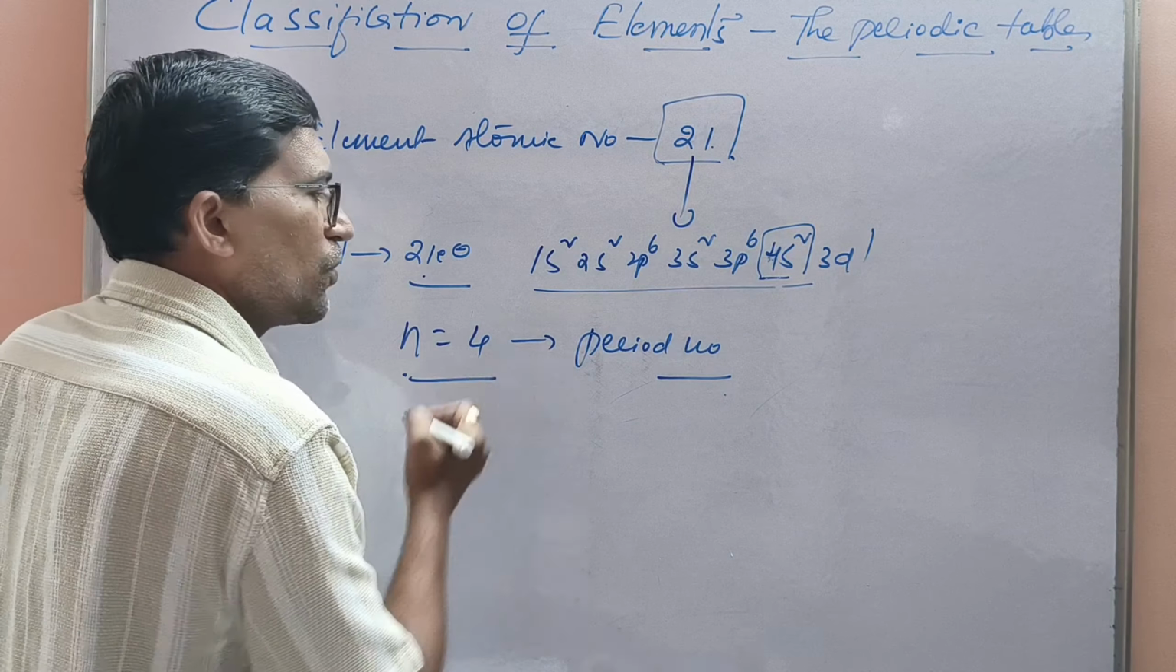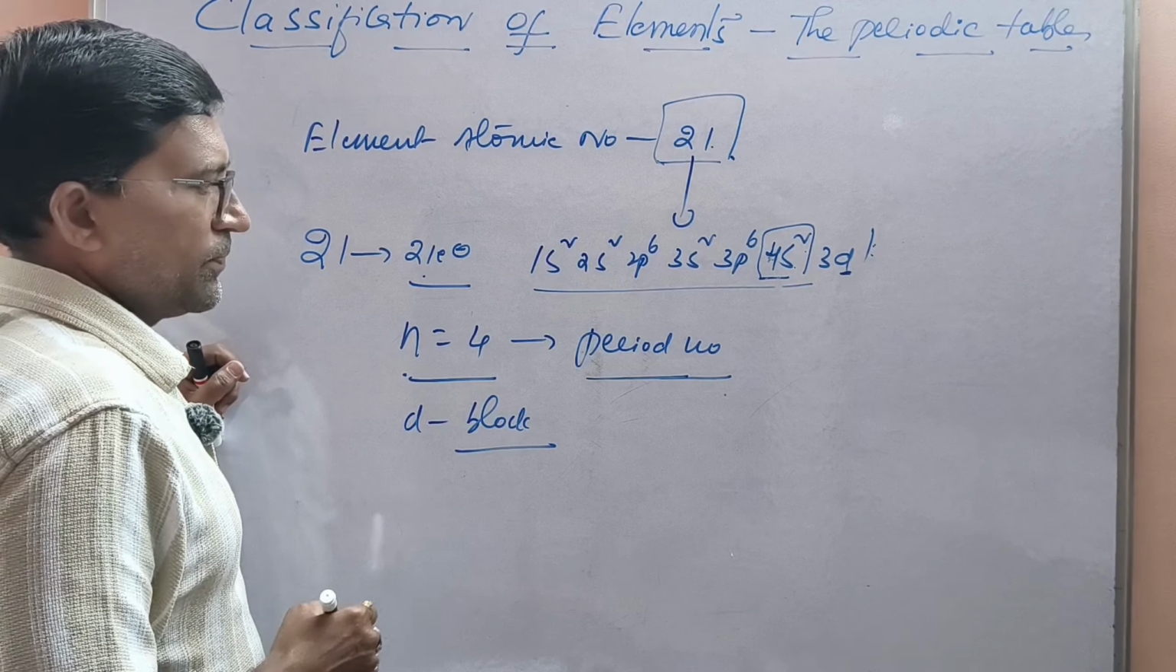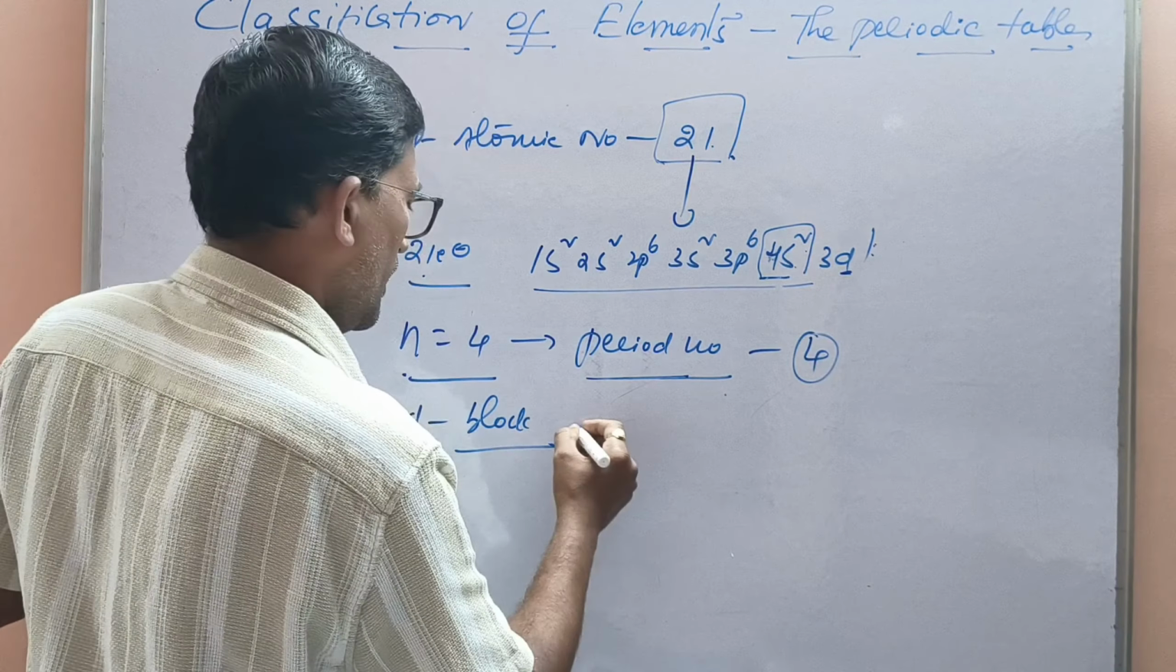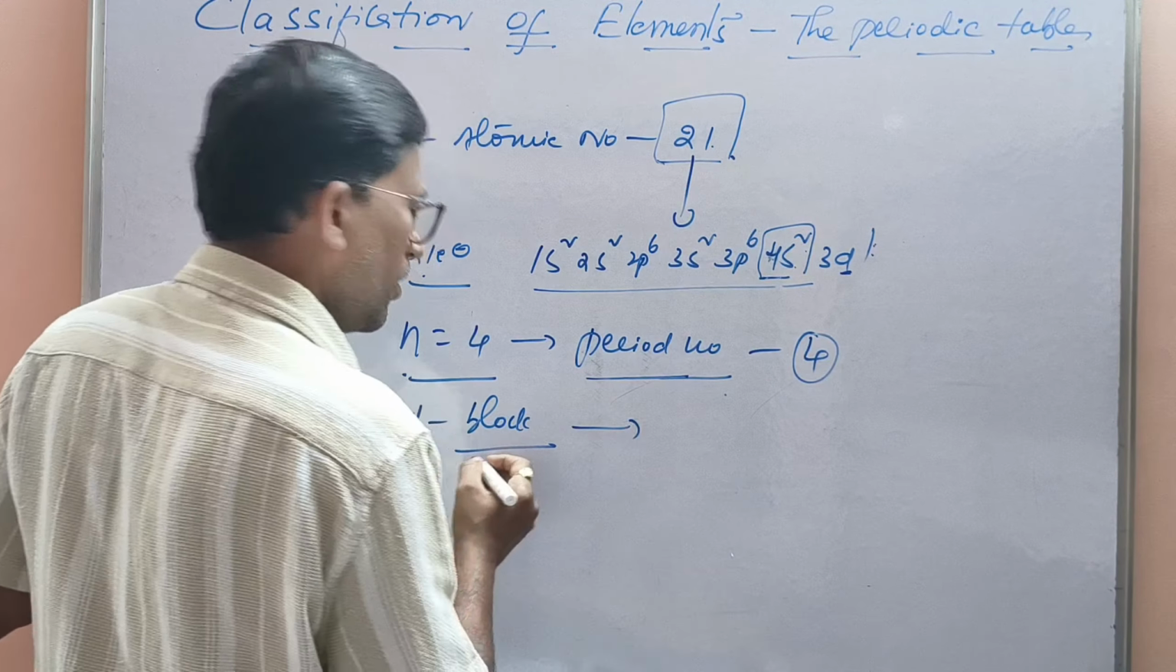And next, one more thing you have to understand. Now, if you count the number of electrons, that is 4s2, 3d1. So the last electron is in a d orbital. It comes under d block, first point. Period number is 4, and the block is d because the electron is in a d orbital.